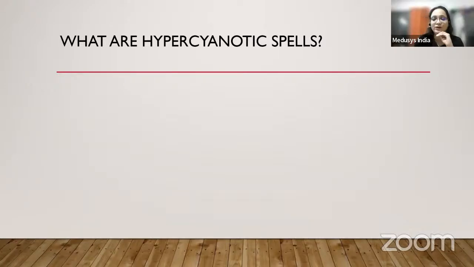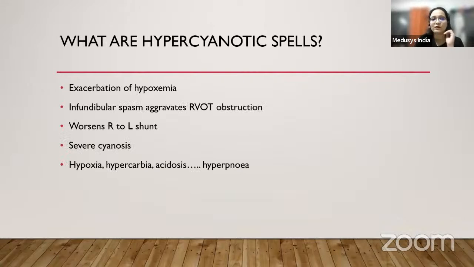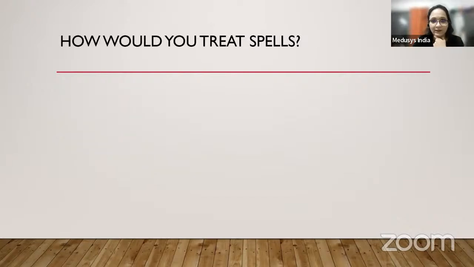Yes. Correct. So it is exacerbation of hypoxemia for that short duration. So infundibular spasm aggravates RVOT obstruction. Correct. It worsens the right to left shunt and leads to severe cyanosis. So when there is hypoxemia, hypercarbia, acidosis, it is the natural response of the body to give rise to hyperpnea, so the tachypnea. So this is the cycle which leads to further hypoxemia and hypercyanotic spells.